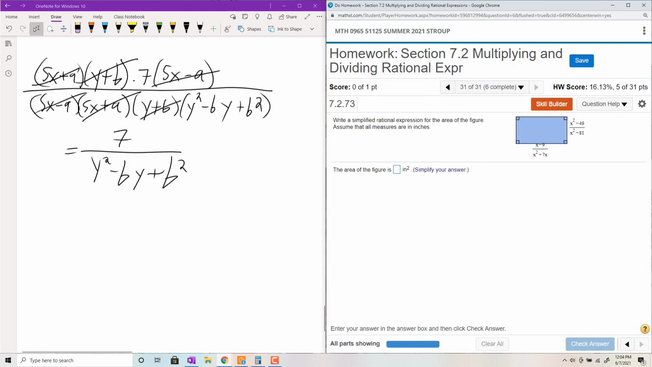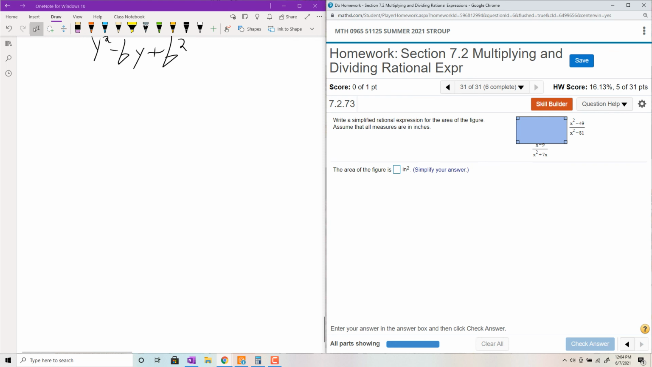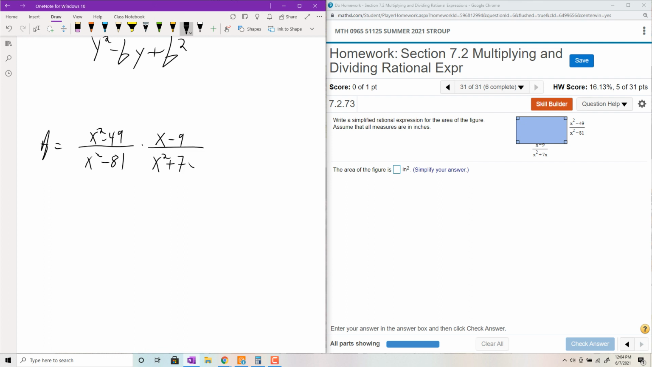One more. Okay, so now this one is an application. Write a simplified rational expression for the area of the figure. So a rectangle is just length times width. So the area would be x squared minus 49 all over x squared minus 81, times x minus 9 all over x squared plus 7x.